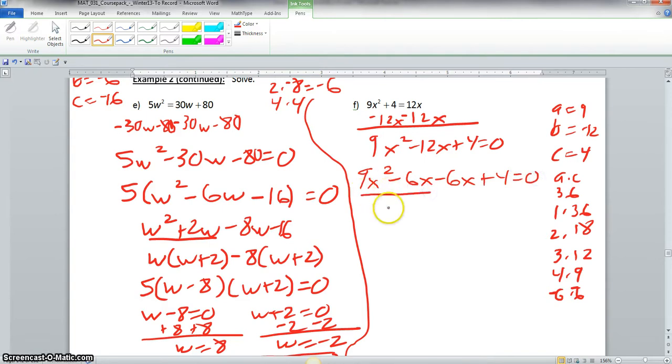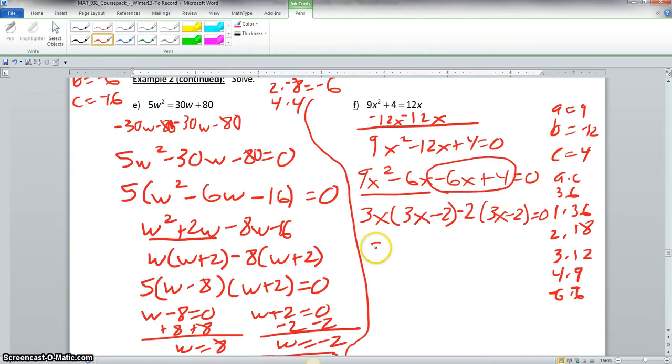We group the first two terms. We can factor out a 3x, and we'll be left with 3x minus 2. We group the second two terms, and we can factor out a -2, and we add 3x minus 2, and that equals 0. So we will have 3x minus 2 and also 3x minus 2, and it equals 0.